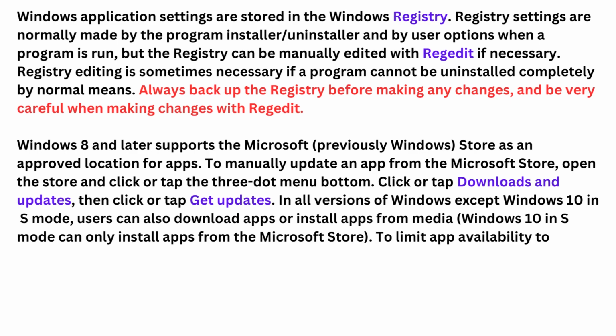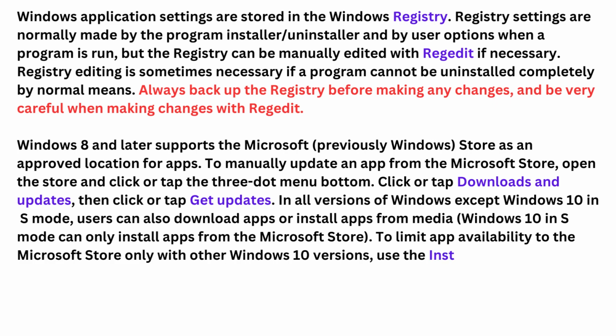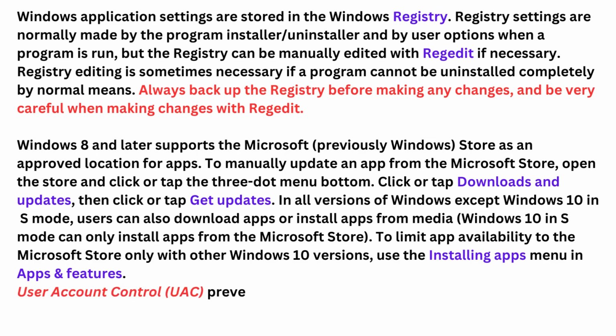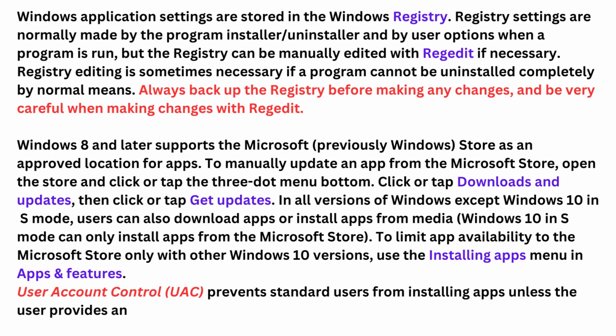To limit app availability to the Microsoft Store only with other Windows 10 versions, use the Installing Apps menu in Apps and Features. User Account Control, UAC, prevents standard users from installing apps unless the user provides an administrator name and password.